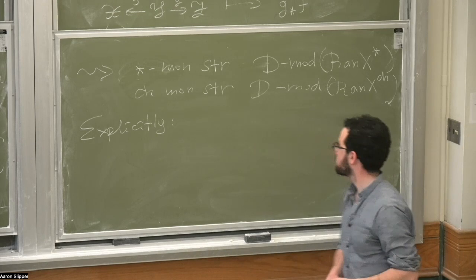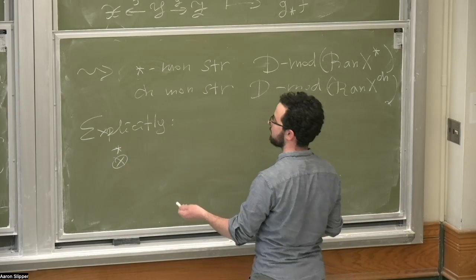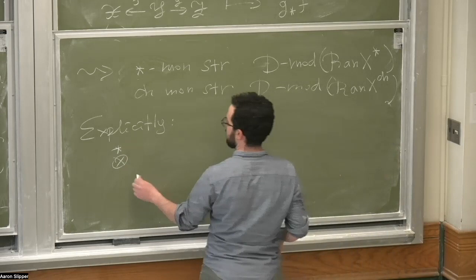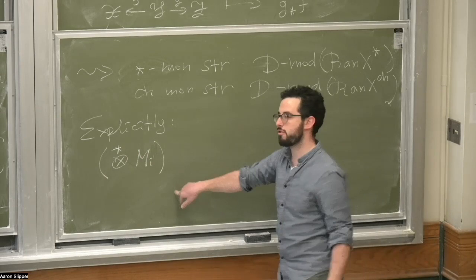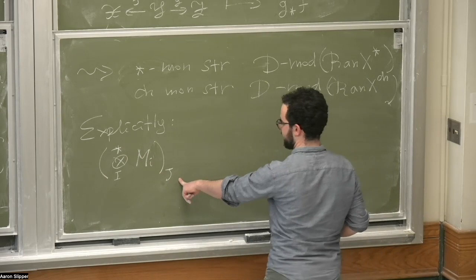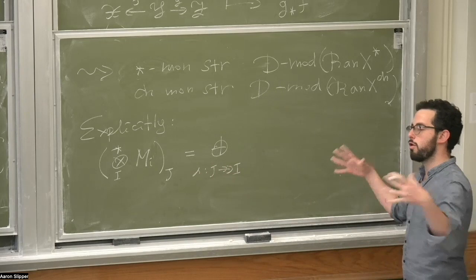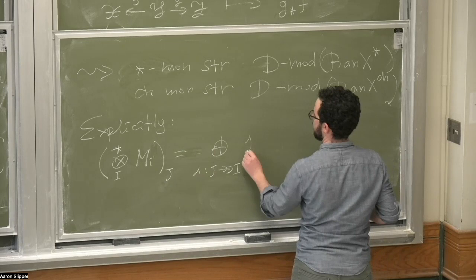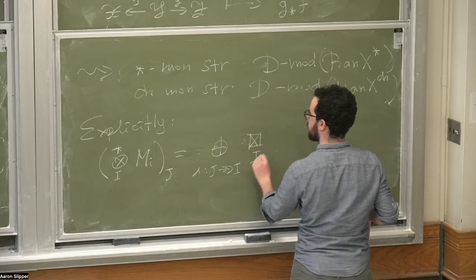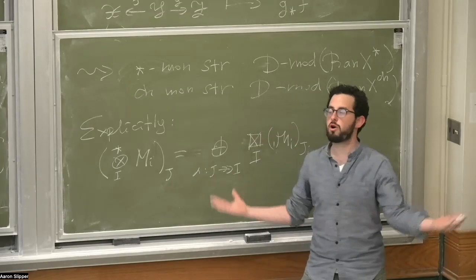Anyway, explicitly, what happens if we take the star monoidal structure? The star product of those is basically just the box product, but when you take the box product on X to the I, and then you take the image. To describe a D-module on Ran X means to describe all the components for every finite set J. It's similar to writing down the component of the tensor product of components. You just have to take all partitions of I. What will contribute to J is just the box product of all the ways to get J out of I different sections.